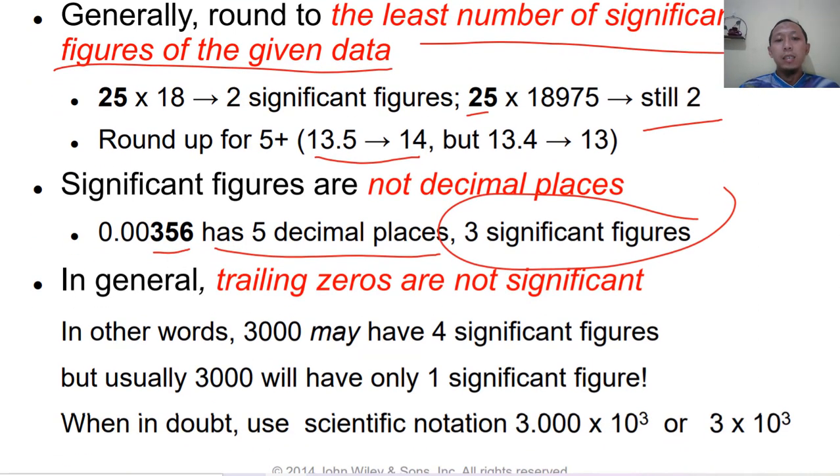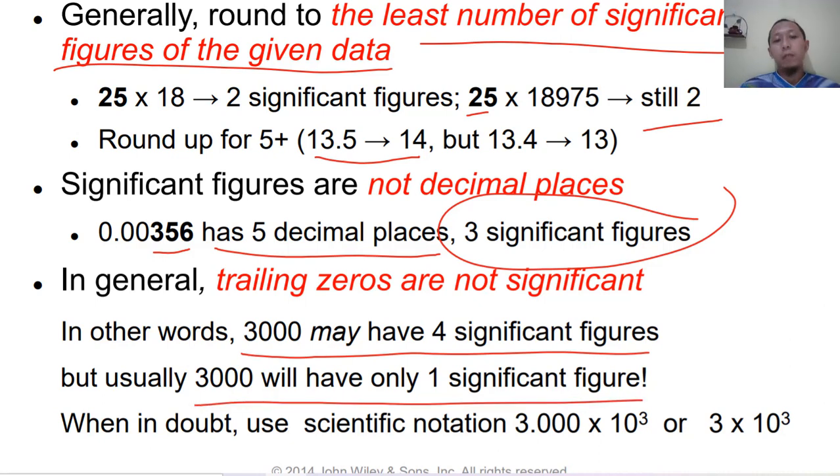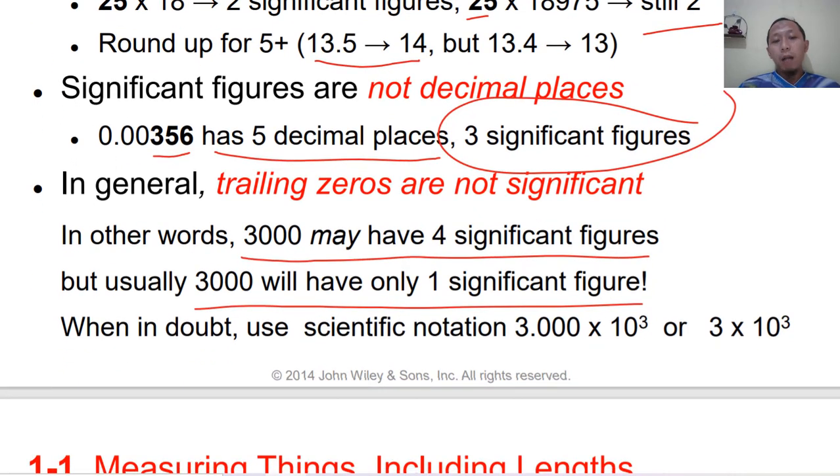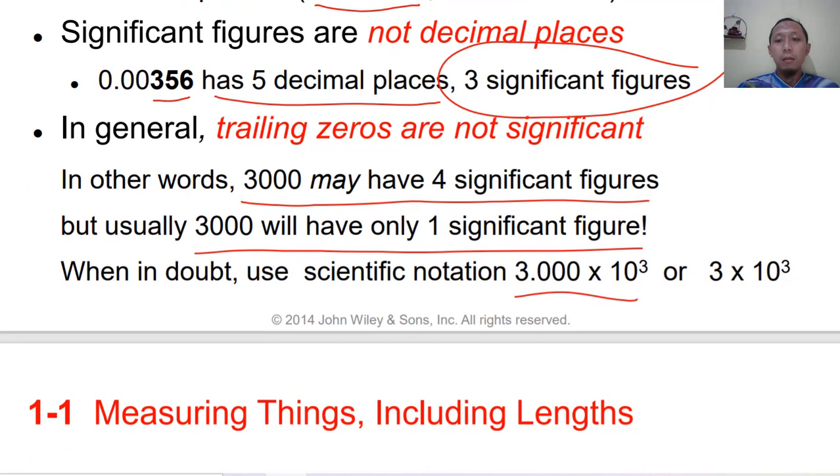And then in general, trailing zeros are not significant. In other words, 3,000 may have 4 significant figures, but usually 3,000 will have only 1 significant figure. So we write it in scientific notation, like 3.000 multiplied by 10 to the power of 3, so we can see that the significant figures are only 1, because we can write the number like 3,000 like this.